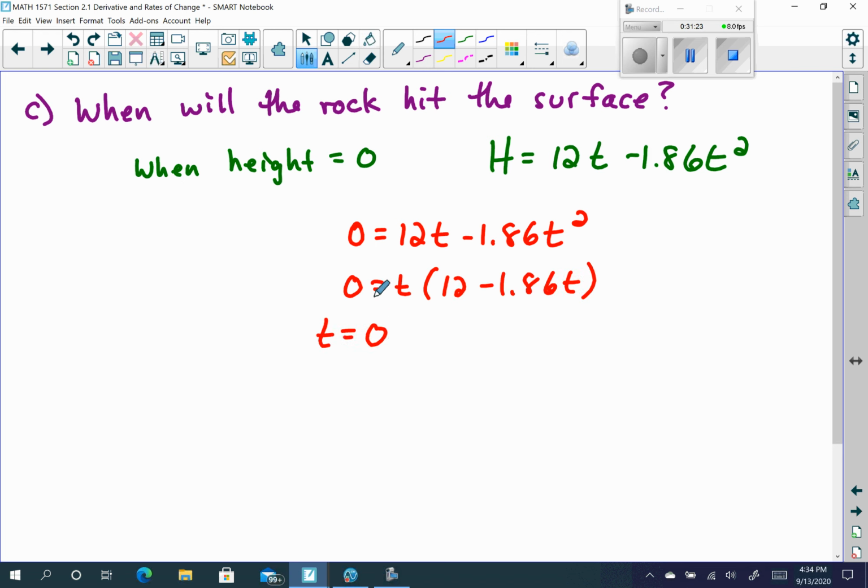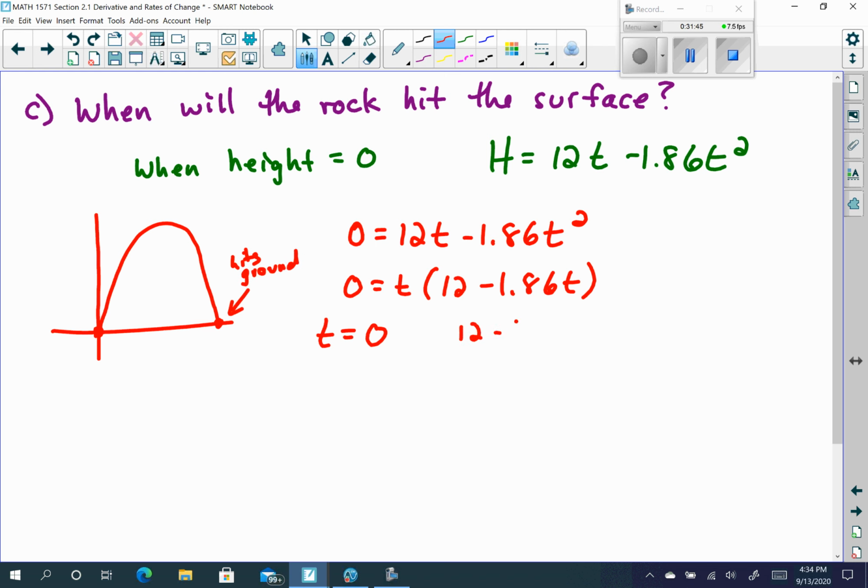So t equals 0 means at the beginning, right here, our rock was at a position of 0. Then it went up, tracking its height versus its time. It's a quadratic, so we get a parabola that opens down. So right over here is when it hits the ground again.